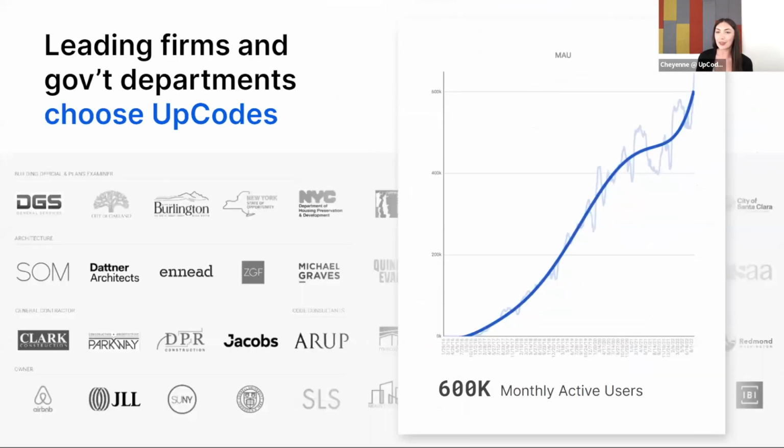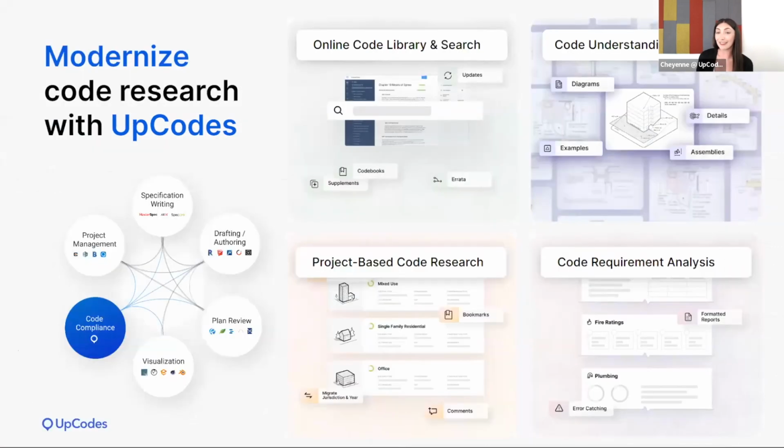And since we've started, we've seen a significant uptick in usage and adoption across architecture, engineering, general contractors, building officials, plan examiners, and ownership groups. So effectively, UpCodes is the missing piece in the AEC software suite. UpCodes is this all-in-one code compliance platform. It effectively modernizes code compliance and is the perfect solution for anyone involved in the compliance lifecycle, from design to construction to occupancy of a building.